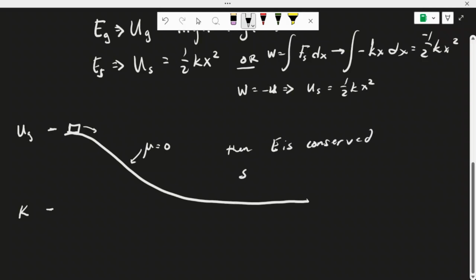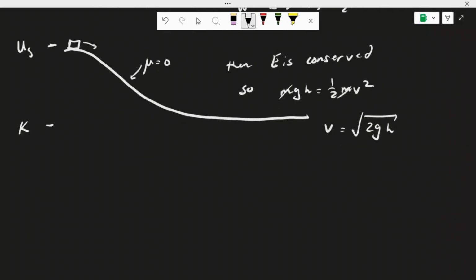So mgh equals 1/2 mv squared. I can cancel out the m's and get that v is equal to the square root of 2gh at the bottom of the hill. Good.